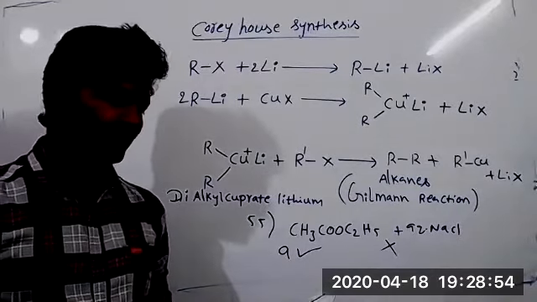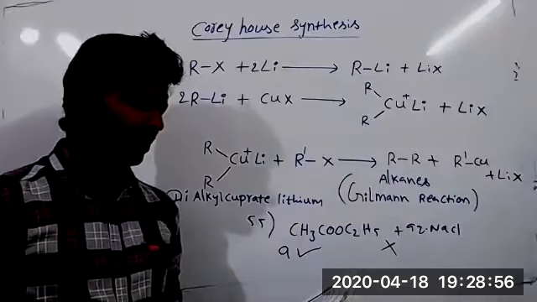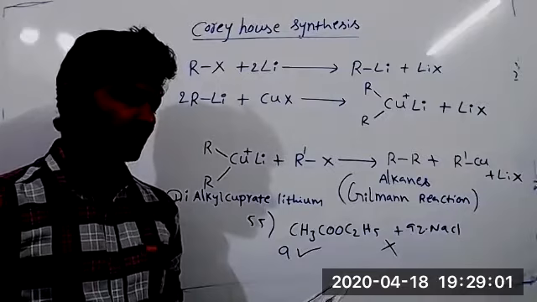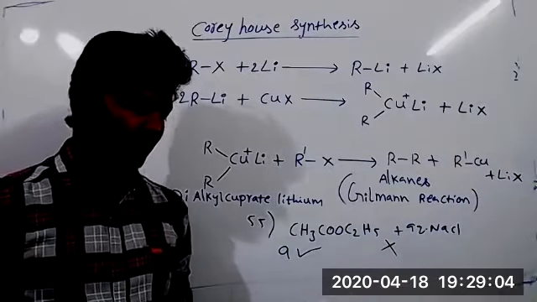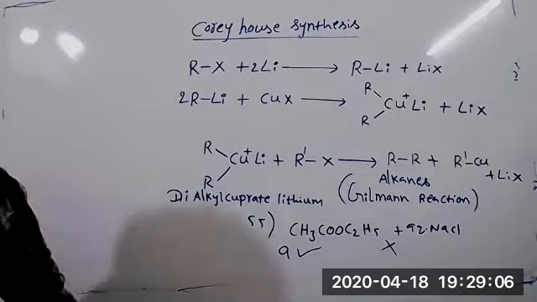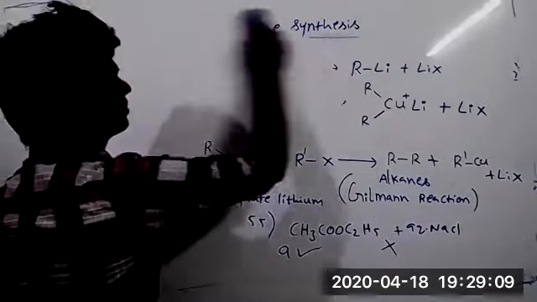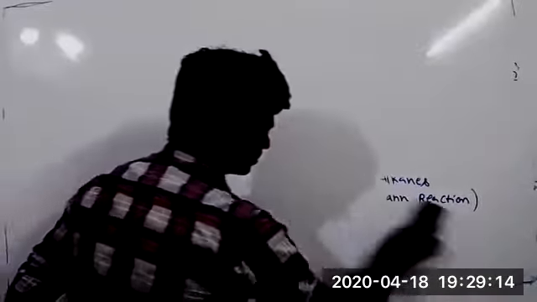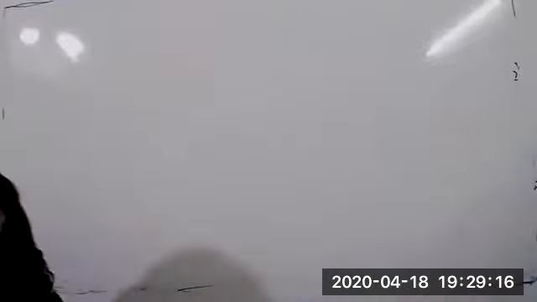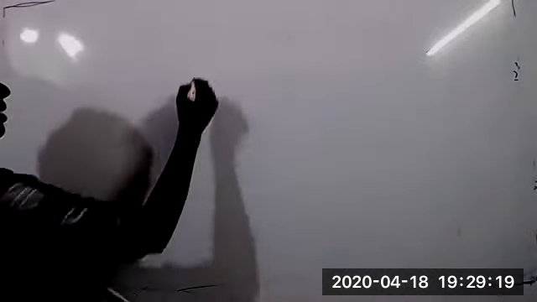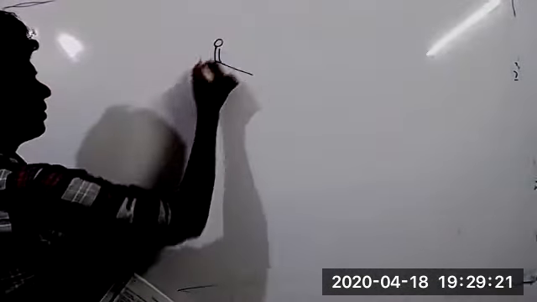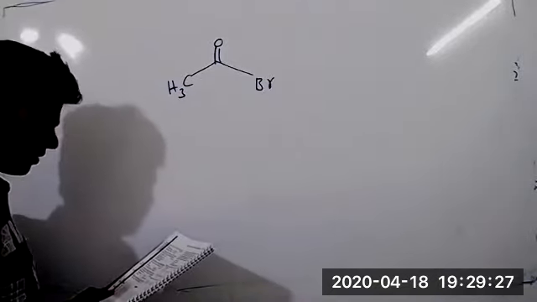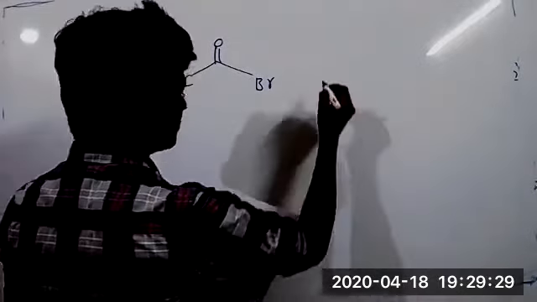Next question. Acetyl bromide reacts with excess CH3MgI, followed by treatment with a saturated solution of NH4Cl, to give. Acetyl bromide reaction with CH3MgI.